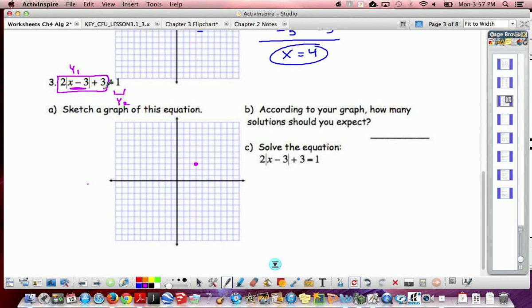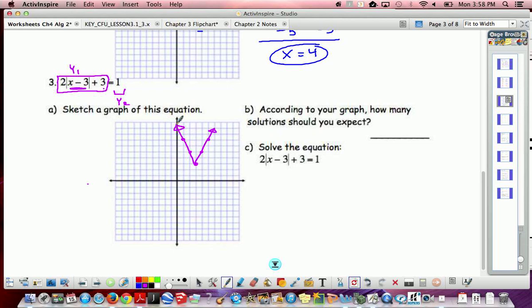If I think about this, x minus 3 moves it right 3. This 3 caused it to go up 3 from the origin. Now, because of the 2, normally it opens 1 to 1, but it actually opens 1 to 2 because it's being multiplied by that 2. So we're going to go up that way each and every time.